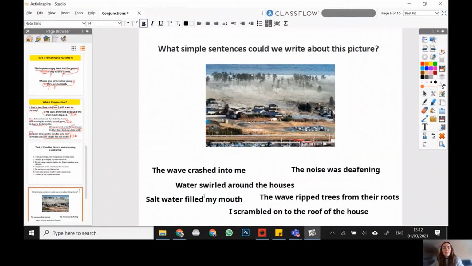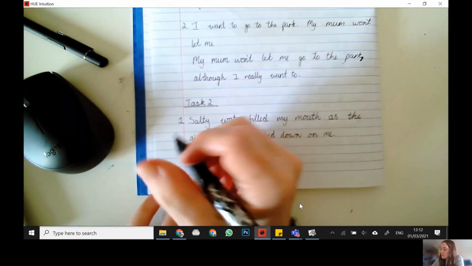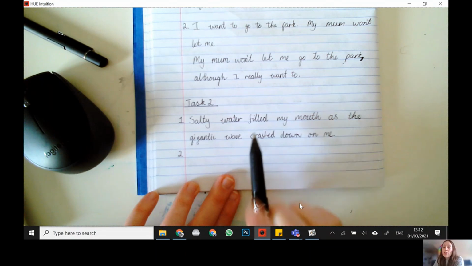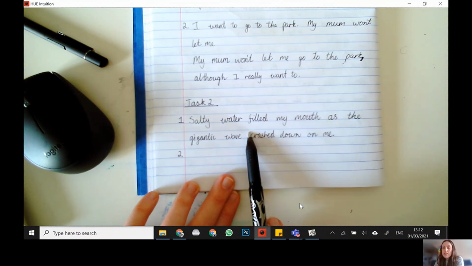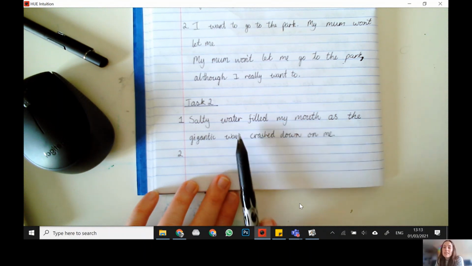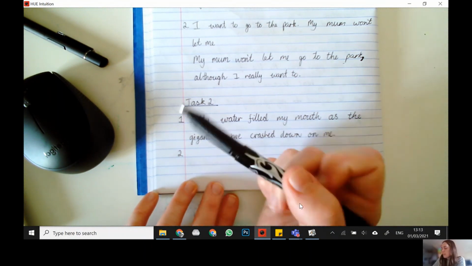And I'm going to try and use some of the other sentences. I've got the noise was deafening. Oh, and maybe the trees being ripped from their roots, because that would make a sound. Okay. Maybe I could link the water swirled around the houses and scrambling onto the roof. Those things need to go together. All right. So I'm going to try and make 3 sentences for this picture. Your sentences don't have to be linked. So it's just one sentence. So for example, this one I talked about being underwater. Now I'm going to be talking about climbing onto the roof. It does not matter that they're just separate sentences. I'm not writing a paragraph.